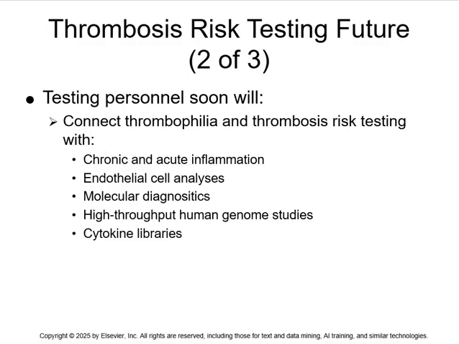So for us, we have to have better ways to detect chronic and acute inflammation. We have to get better ways to determine if the endothelial cells are inflamed or not. The hs-CRP is a great way to do it. Molecular diagnostics is helping us understand what it is, and then we have to do things like hereditary genomic studies to figure out what it is, and learn more about the cytokines.